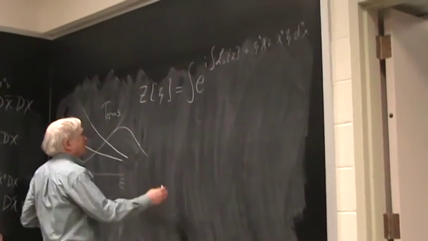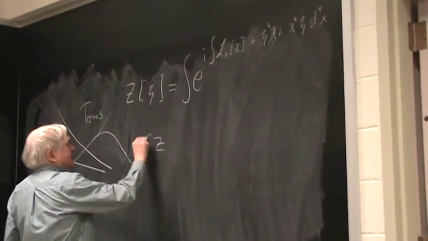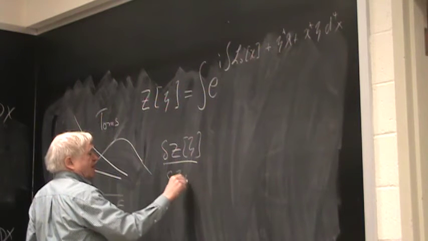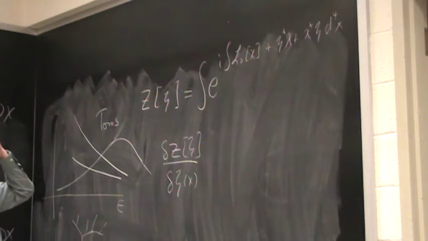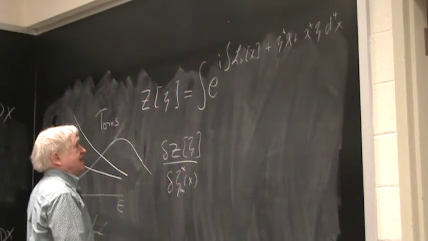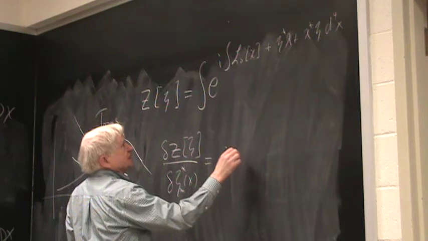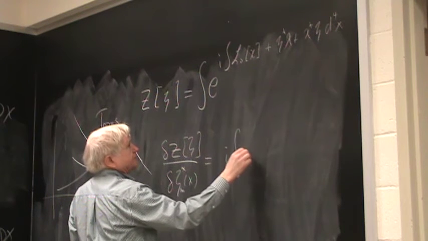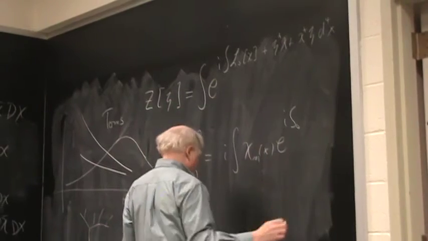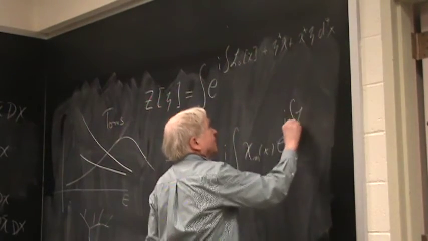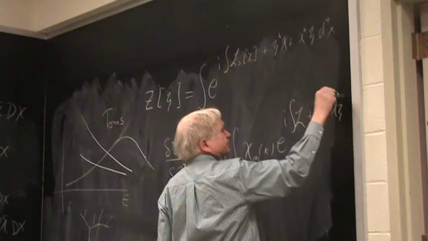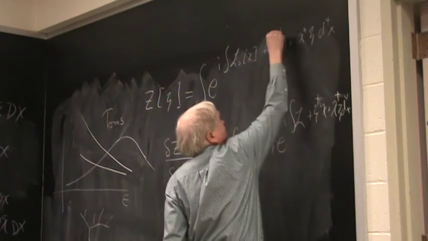And then what you're going to be able to do is say the variational derivative of Z of zeta with respect to, say, well, if you just do it with one zeta of x, let's do zeta star, and let's do even a particular index m. Then this should be i integral chi m of x e to the i integral L plus zeta star chi plus chi star zeta. And in fact, these are daggers, aren't they? So these should be daggers.